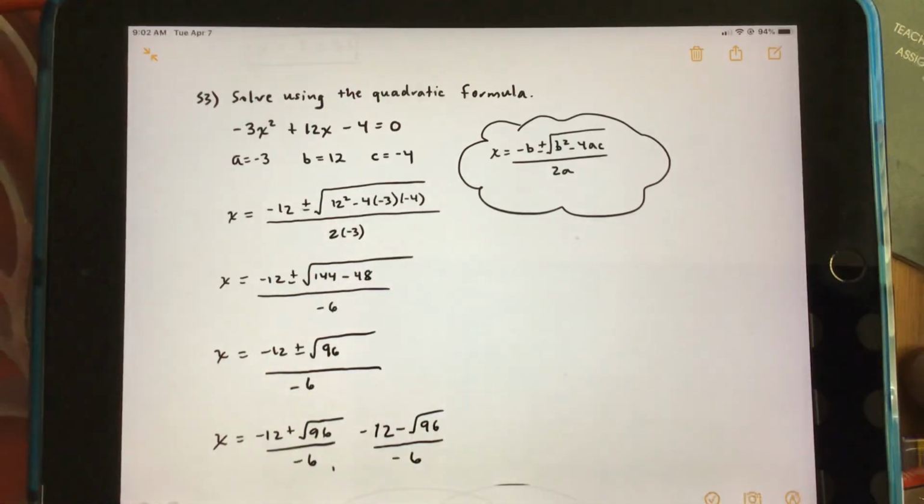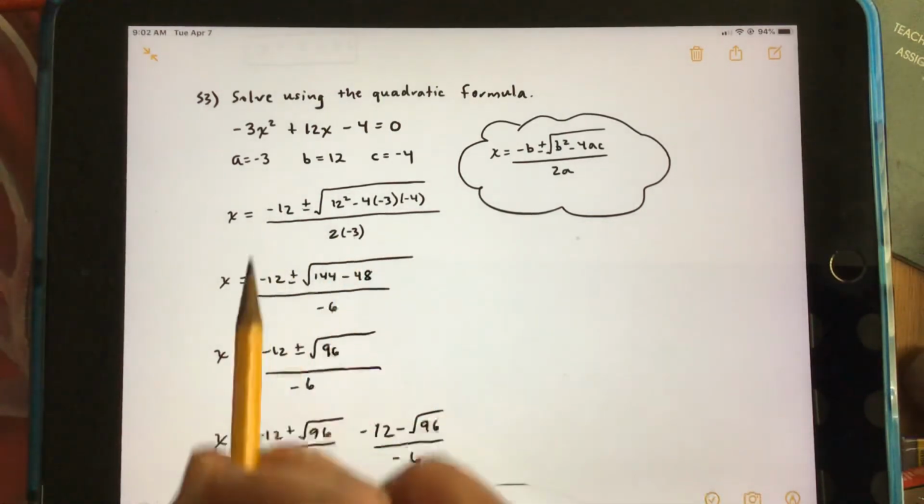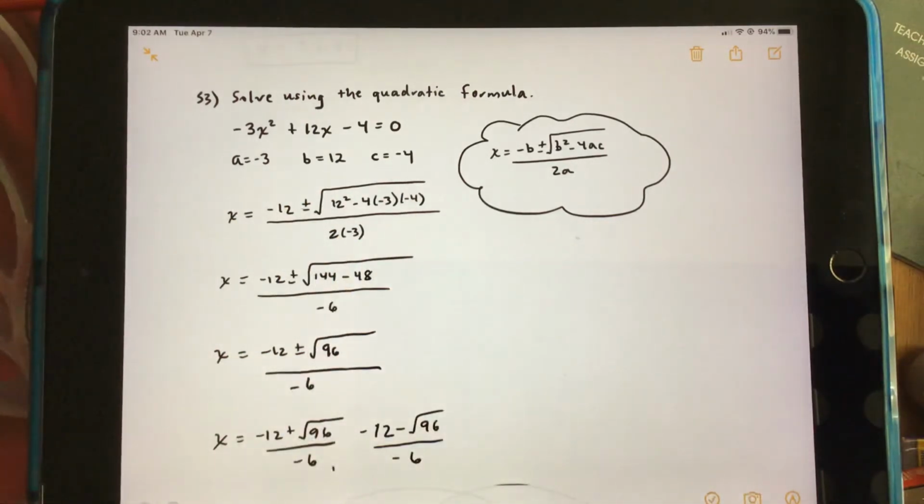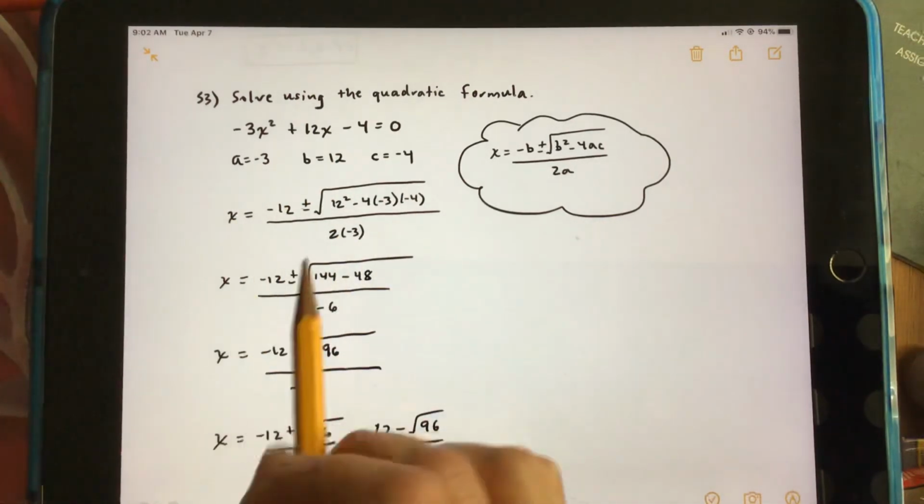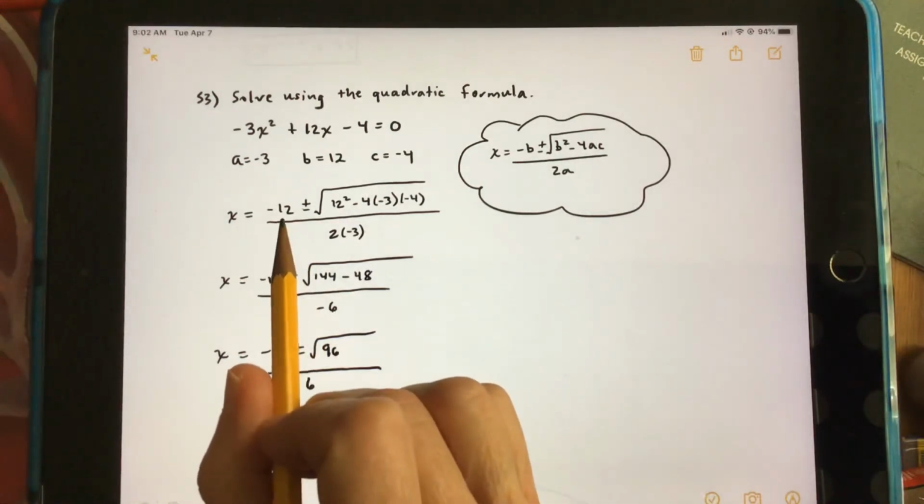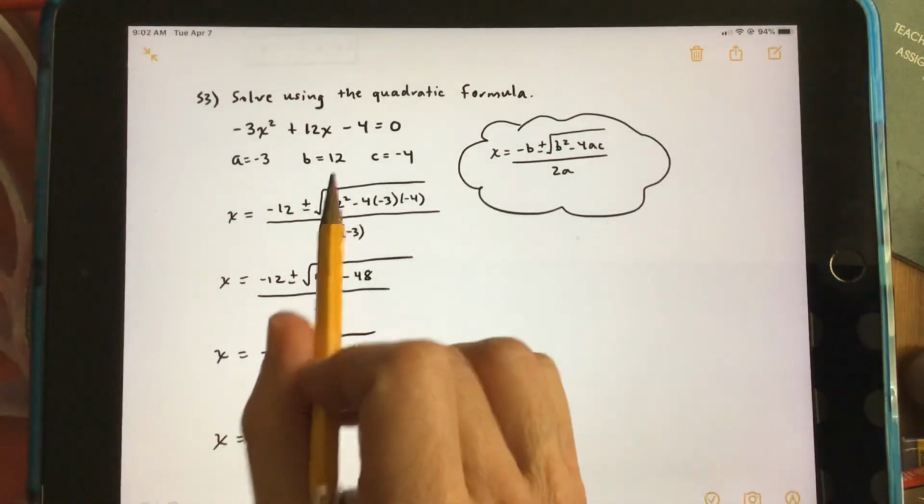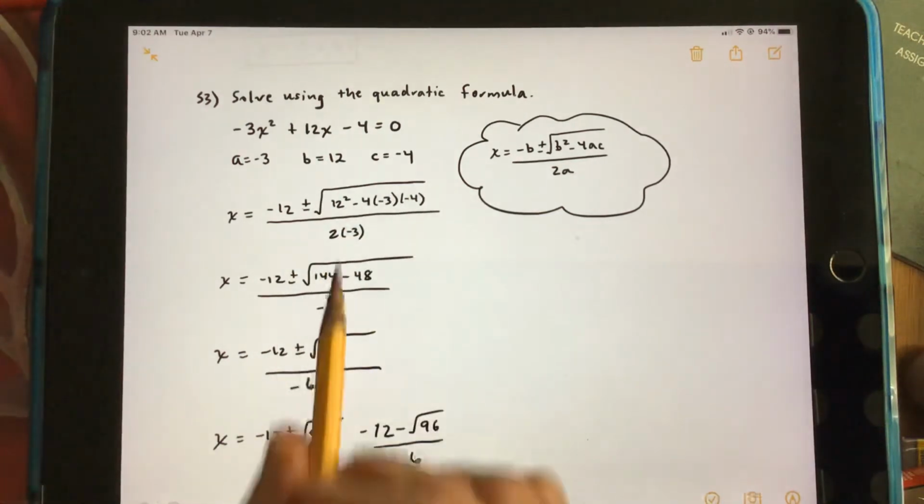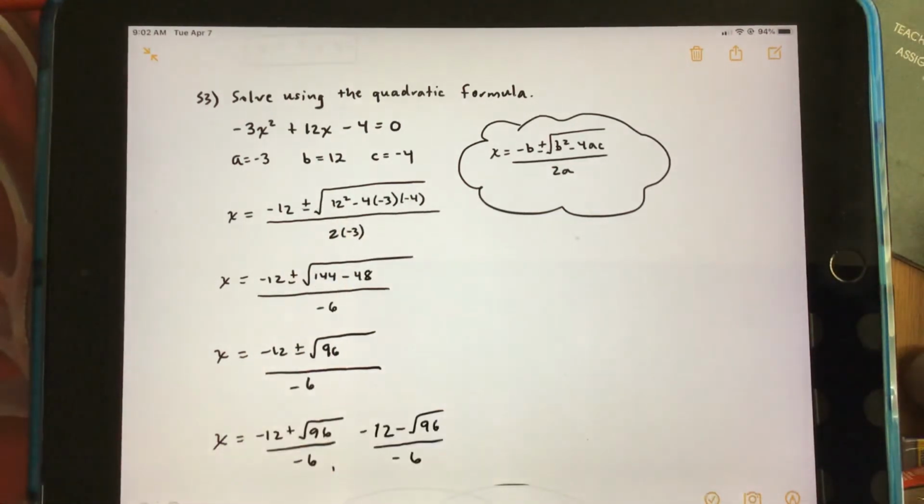All right, now we plug it in, and I do expect to see this written on your paper this way, plugged in with just the numbers for a, b, and c before you start simplifying. So x is equal to the opposite of b. Well, b is 12. The opposite of that would be negative 12, plus or minus the square root of our b is 12, so 12 squared. I don't need parentheses around that 12 because it's positive. If that were a negative number, I would need parentheses around it to show what I'm actually squaring.